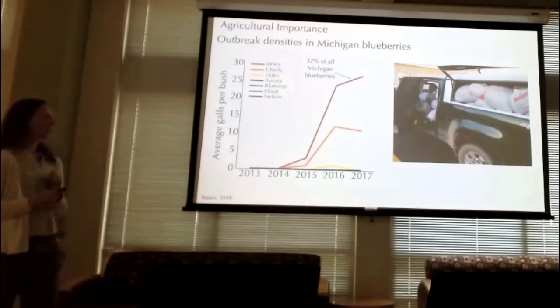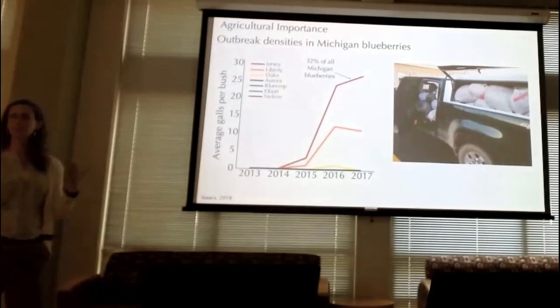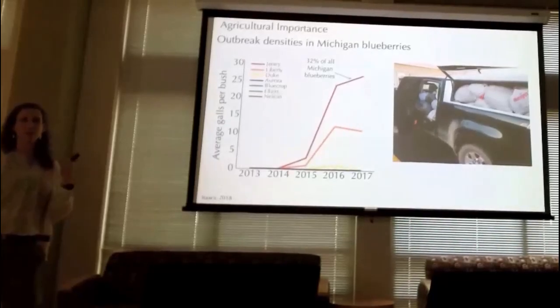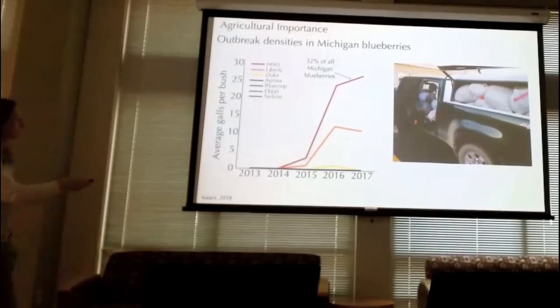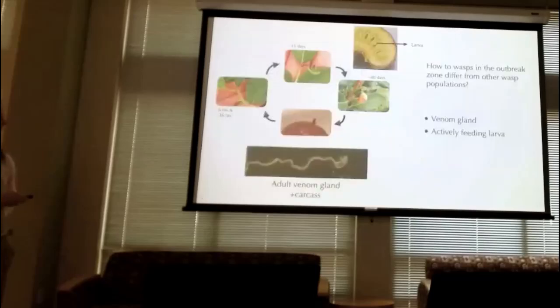Cool. And another example is my collaborator was in the field with his graduate student and couldn't see him 50 yards away because of the density of wasps in the air. So this one that's hammered really the worst is actually the most planted, with 32% of all Michigan blueberries. So we kind of need to figure it out.